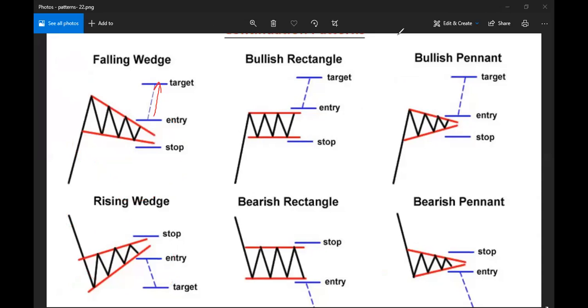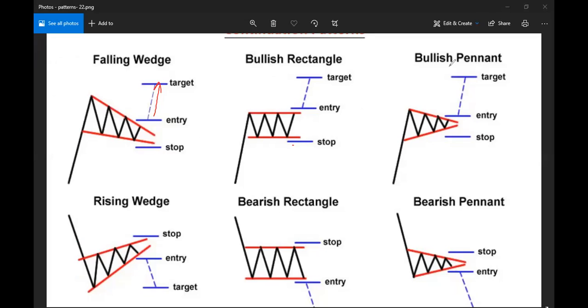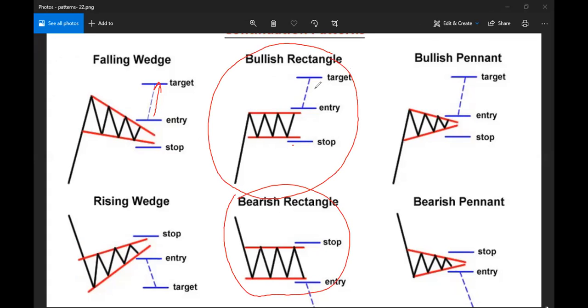Trading these patterns, okay? I'm going to show you from a live chart so you can see what I'm talking about. But so far, do you understand the falling wedge and the rising wedge? Do you understand? Okay, beautiful. So now we're going to talk about the bullish rectangle and the bearish rectangle.